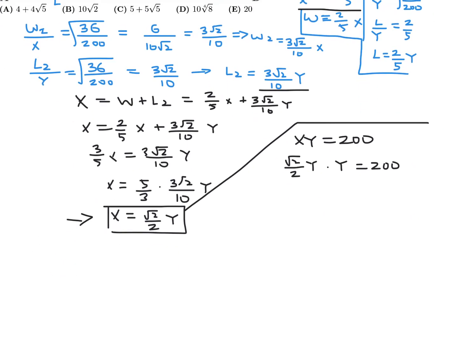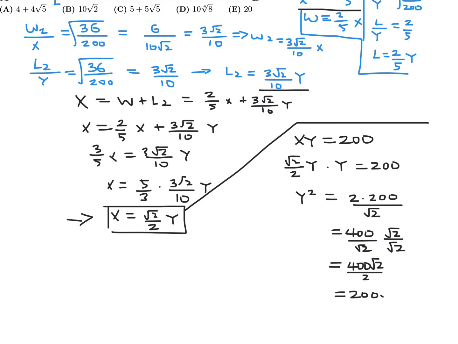Okay, so this would be y squared is equal to 2 times 200 over root 2. So that's 400 over root 2. Let's rationalize the denominator. So 400 root 2 over 2, which is 200 root 2. And that's y squared. Correct? And then therefore y would be the square root of 200 root 2.